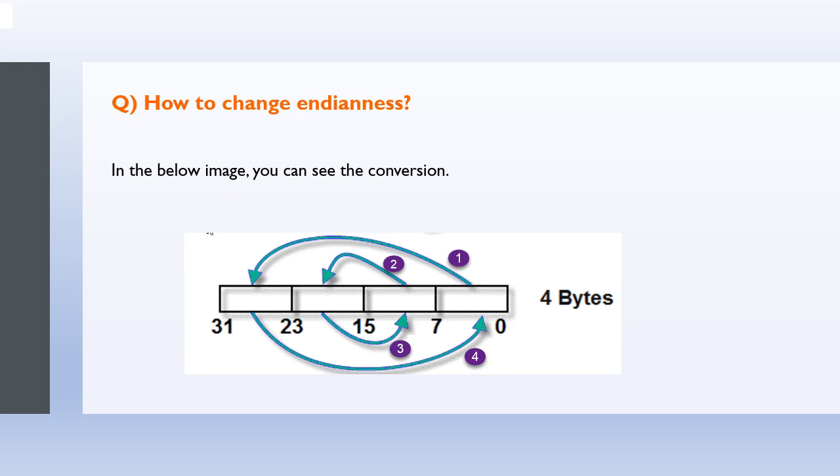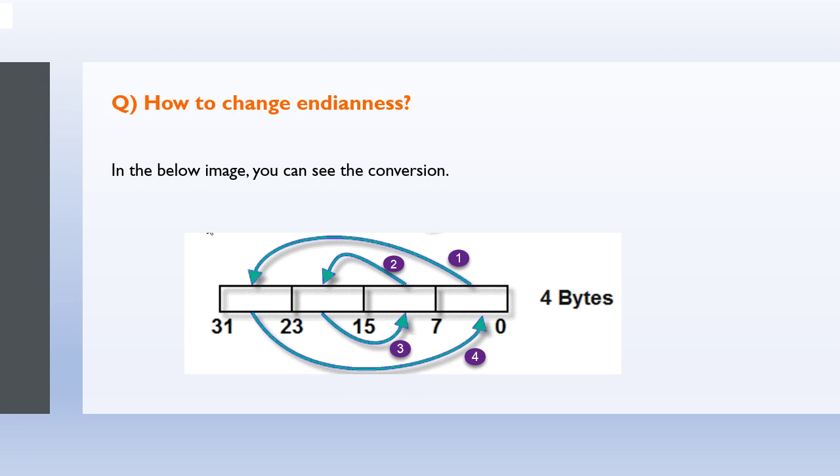The next question is how to change endians. We know about little endians and big endians. So I'll show you with an image. You can see the conversion, right? I have 4 bytes, something like this. That means 4 will go to the first position and 3 will go to the second position, 1 will go to the fourth position and 2 will go to the third position.